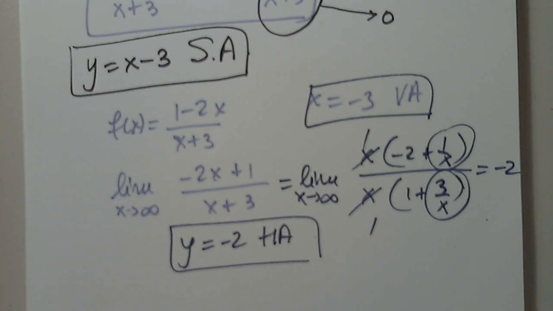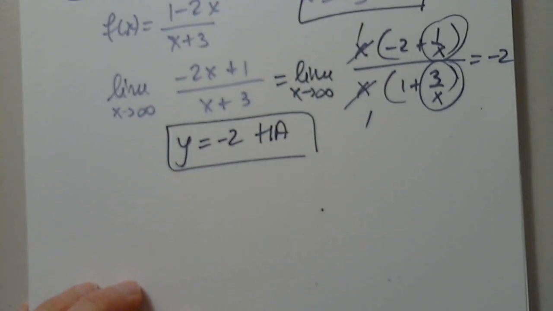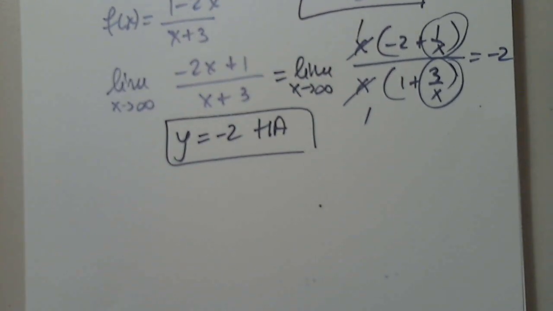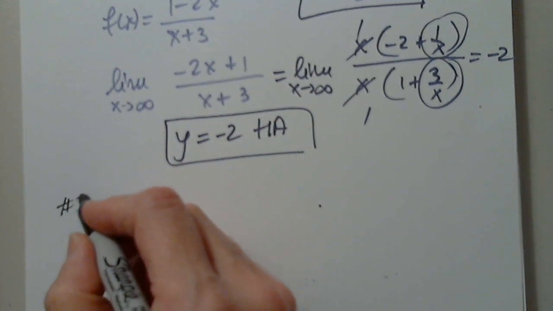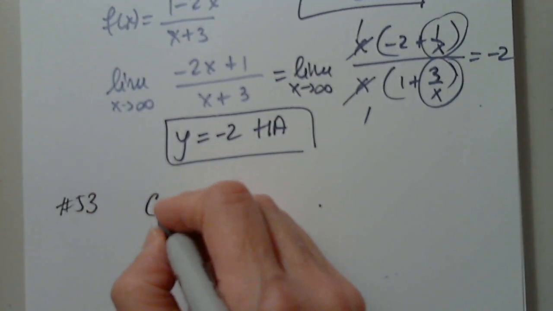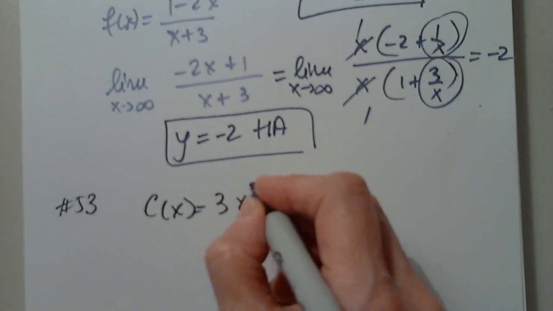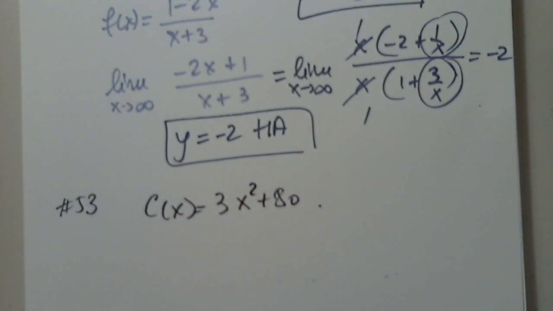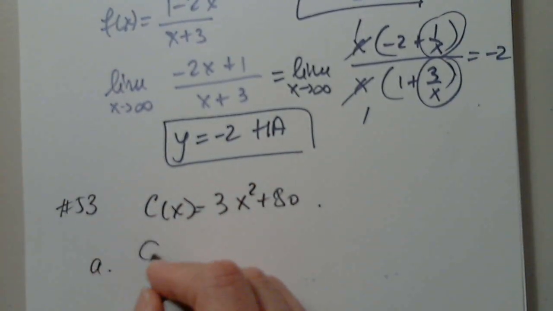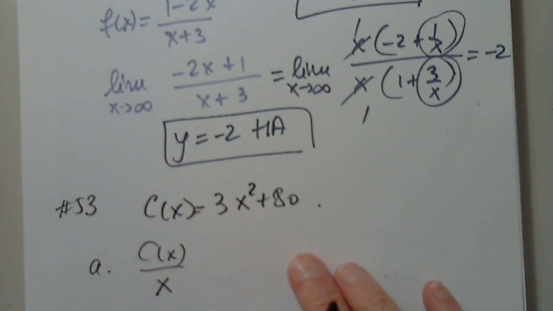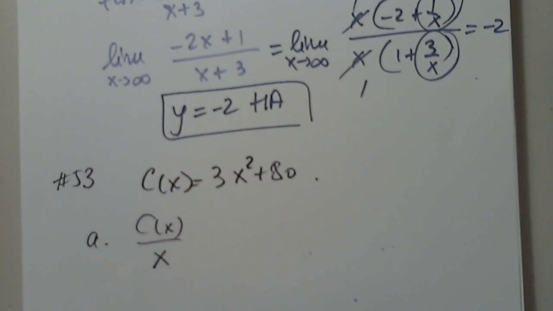So let's talk about the average cost, any of these. If you remember, a while back we talked about the average cost as being the cost over x. So let's say in 53, we have c of x equals 3x squared plus 80. And the average cost is c of x divided by x. So they want us to find c bar, or c of x over x. Both are the same thing.